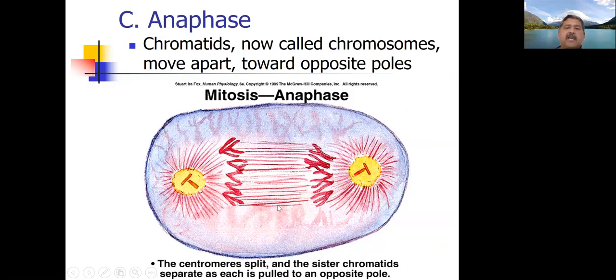The moment you see a gap between the chromatids, they are now chromosomes. And those chromosomes are going to move towards opposite poles.